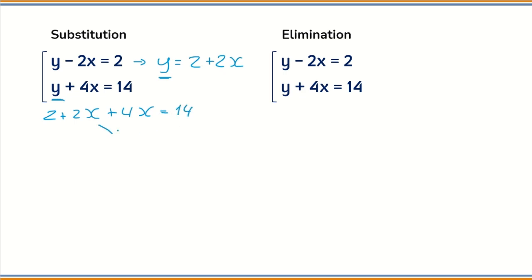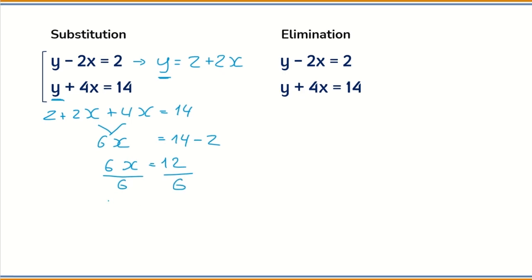Now I can combine these two terms, 6x equals 14, and I'm going to minus 2 on both parts of the equation. Minus 2 plus 2 is 0. So 6x equals 12. Now if I divide it by 6 both parts of the equation, x equals 12 divided by 6, which is 2.